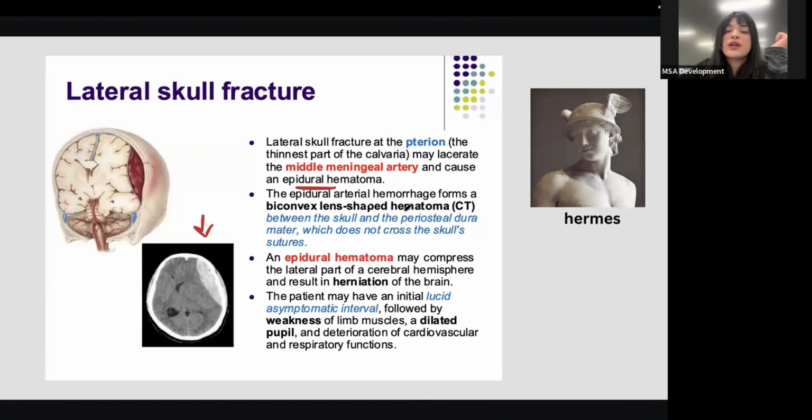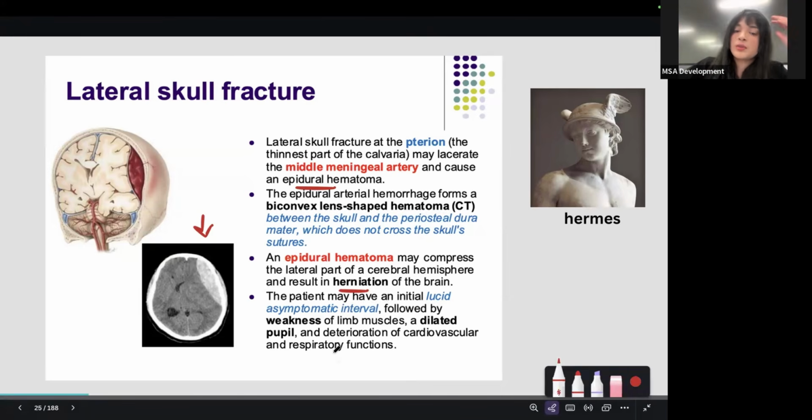It forms a biconvex lens-shaped hematoma. It's like an egg, a very oval egg, I guess. And this may compress the lateral part of the cerebral hemisphere and result in herniation of the brain, which is bad. The patient may have an initial lucid asymptomatic interval followed by weakness of the limb muscles, like, what's going on? I can't move my limbs, and a dilated pupil. Okay, and deterioration of cardiovascular and respiratory function.